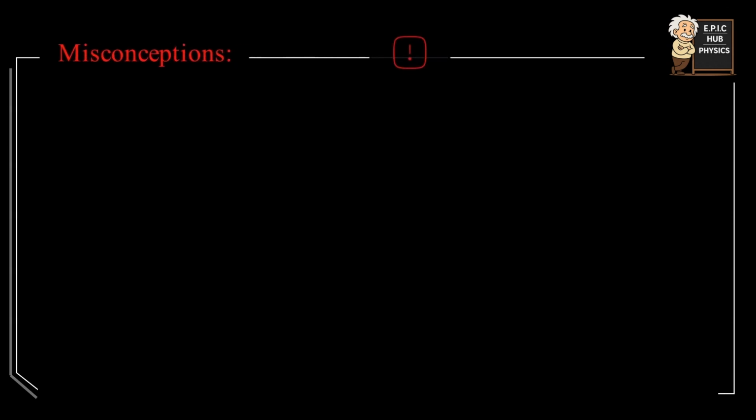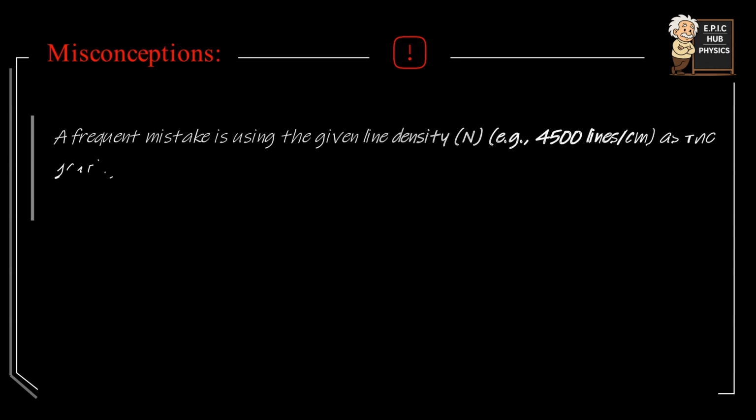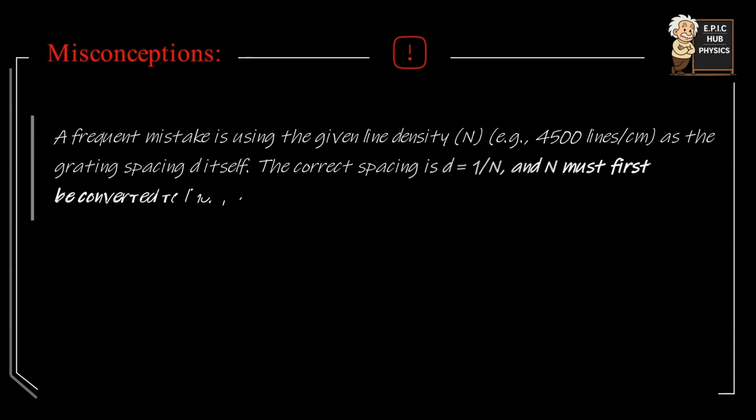There are a few misconceptions to take note of. A common mistake is using the given line density, like 4,500 lines per centimeter, directly as the grating spacing d. The correct spacing is d equals 1 divided by n, and n must first be converted to lines per meter before taking the reciprocal.